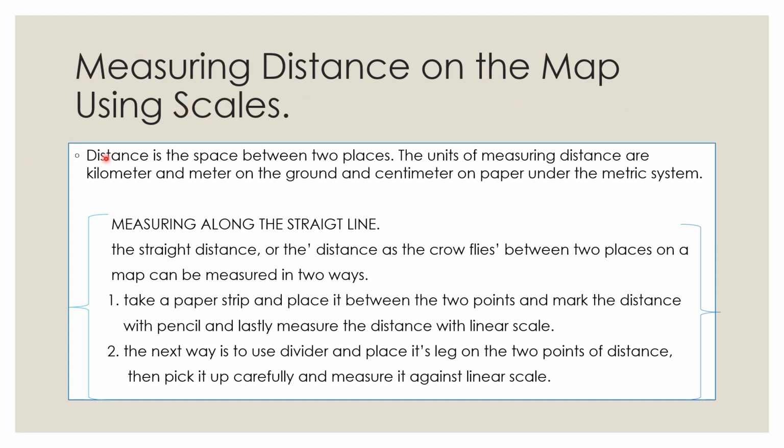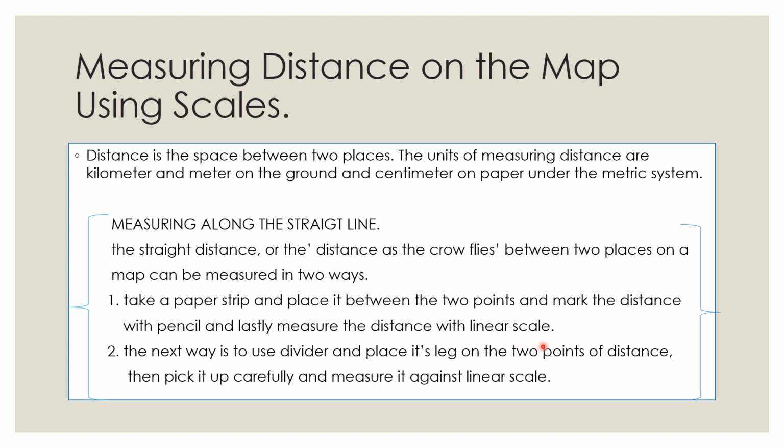Measuring distance on the map using scale. Distance is the space between two places. The units of measuring distance are kilometers and meters on the ground and centimeter on paper under the metric system. Measuring along a straight line: the straight distance, or the distance as the crow flies, between two places on a map can be measured in two ways. Take a paper strip and place it between two points and mark the distance with a pencil, and lastly measure the distance with the linear scale.